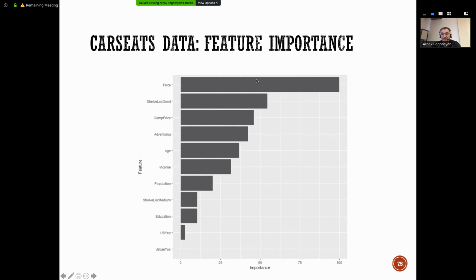In this case, bagging is not working very well, we can assume, because you have price as the strongest variable. And the remaining variables are decreasing in their importance until US is the most unimportant variable. So you understand you can cut from somewhere. You can cut, for example, US, education, urban, ShelveLoc medium, population, maybe income, and start from somewhere around age up to price, assuming that these are your important parameters.